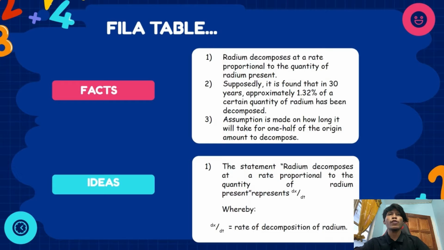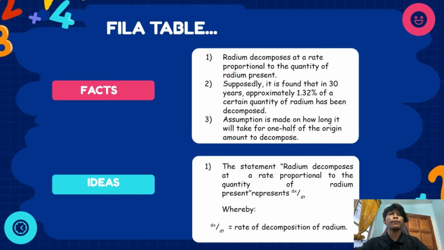For the facts, we identify and point out three facts. The first is radium decomposes at a rate proportional to the quantity of radium present. Second, it is found that in 30 years approximately 1.32% of a certain quantity of radium has decomposed. Number 3 is the assumption made: how long will it take for 1/2 of the original amount to decompose.